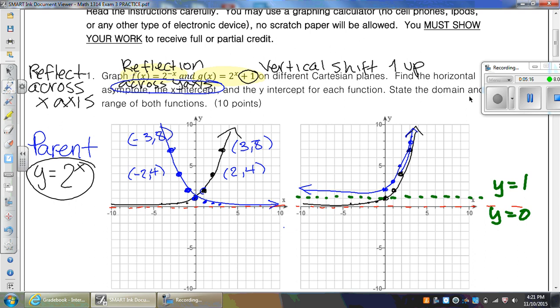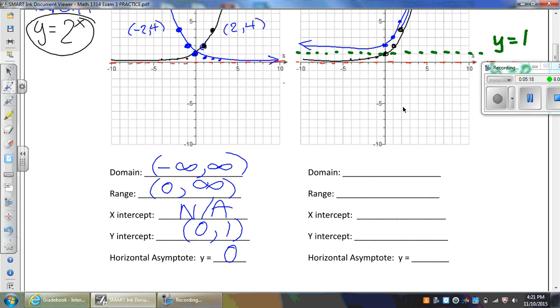Now, let's go ahead and answer the questions. What is the domain? The domain is the same thing. What is the range? The smallest y value is going to get closer to 1, without including 1, so it will be parentheses 1 to infinity. The x-intercept, do we have an x-intercept? No. However, if that shifting had been down, then perhaps you might have an x-intercept. Okay? I'm just giving you a warning.